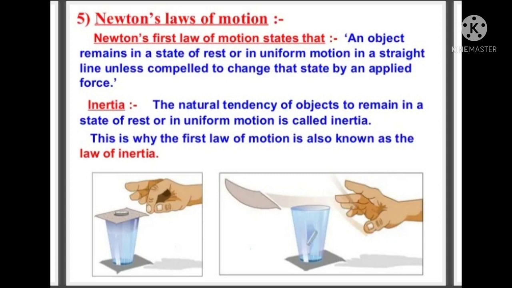Newton's first law of motion states that an object remains in a state of rest or in uniform motion in a straight line unless compelled to change that state by an applied force. Inertia: the natural tendency of an object to remain in a state of rest or in uniform motion is called inertia. This is why the first law of motion is also known as the law of inertia.